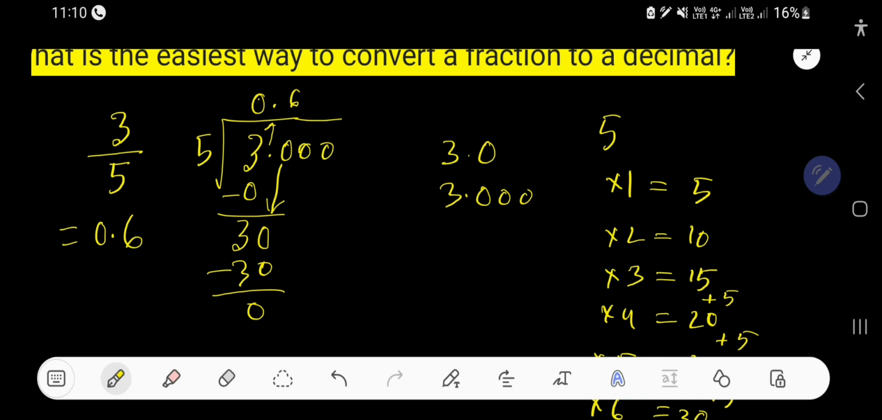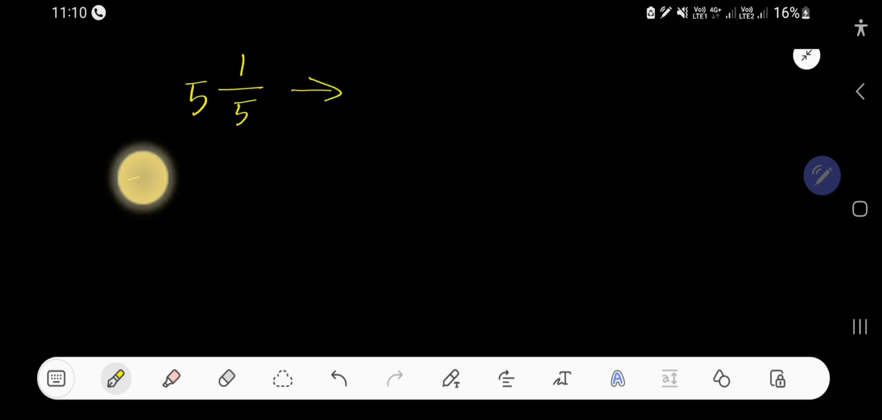Okay. Now let us take another fraction. How to convert 5 and 1 over 5, which is 5.2? This is a mixed number, and we would like to convert this mixed number to a decimal number. So how to do that? Just rewrite this problem. This is the whole number part 5, this is the fractional part 1 over 5. Just convert this fraction to decimal.